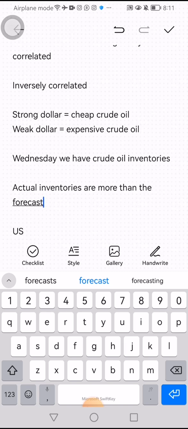If the actual is more, it makes the dollar weak. So then the price of crude oil does what? The price of crude oil will shoot up. Do you know what I'm saying?